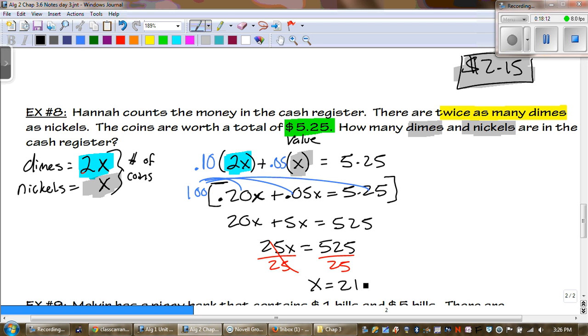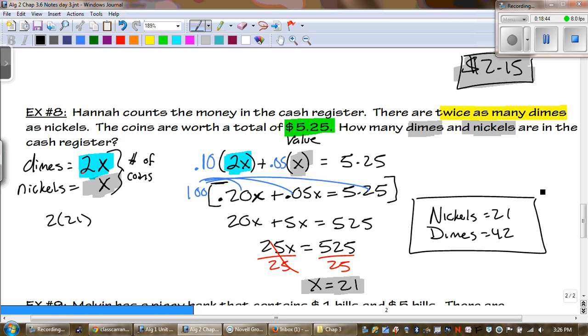Now, the only question is how many nickels and how many dimes? Well, nickels, that was your x. So we know that the nickels equal 21. And the dimes, well, that would be 2 times 21, which is 42. And so that's your final answer saying how many nickels and how many dimes they have. Well, there you go.